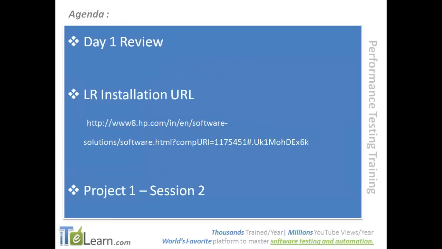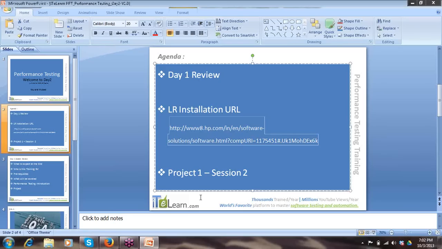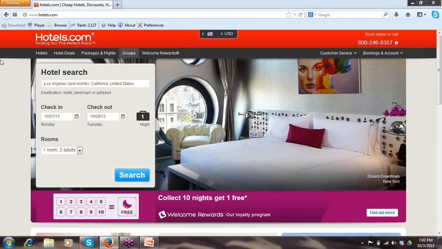So let's begin with our project 1 session 2. Yesterday we saw some of the basic concepts of performance testing. Today we will see what approach we follow whenever a performance testing project comes to us. We have already taken hotels.com as our first project. So suppose hotels.com is coming to our end for performance testing, what approach should we follow?